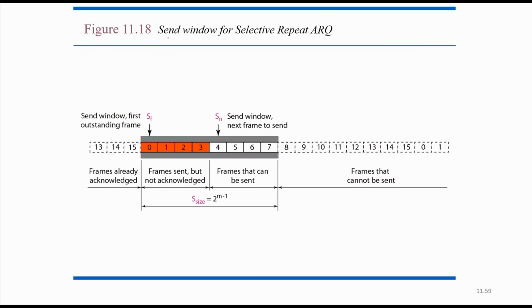Here the format of the send window is given for selective repeat ARQ. In terms of window size, the window size is 2 to the power m minus 1. That means it is 2 to the power m divided by 2, half of 2 to the power m. So here the window size is being reduced. Why it is being reduced, we will see, and what the advantage of reducing the window size is.